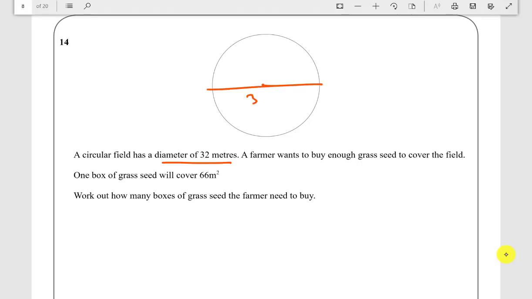So 32 is the diameter, so the radius is going to be 32 divided by 2, which is half of the diameter, which is 16 meters. And then we need to work out the area. So area of circle we know is pi r squared. So pi times by radius squared, which is 16 squared.